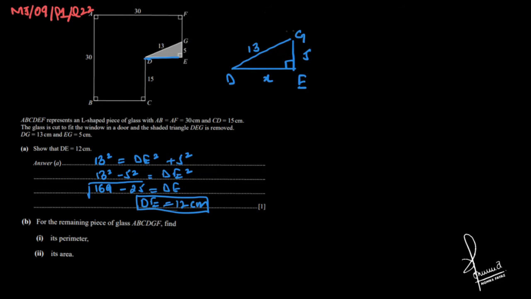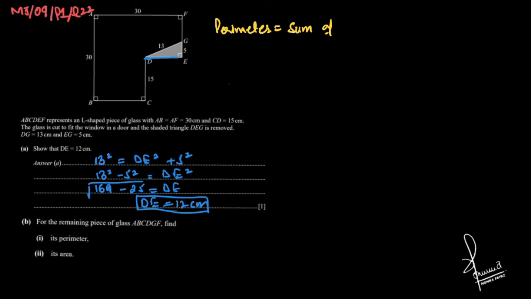Now the part that I want to focus on is part B. For the remaining piece of glass, find its perimeter. Now always remember, like we discussed, let me just erase this. So like we discussed, perimeter is equal to the sum of all the sides. You want to calculate the perimeter for the remaining piece of glass, not the full glass, but the remaining piece of glass.